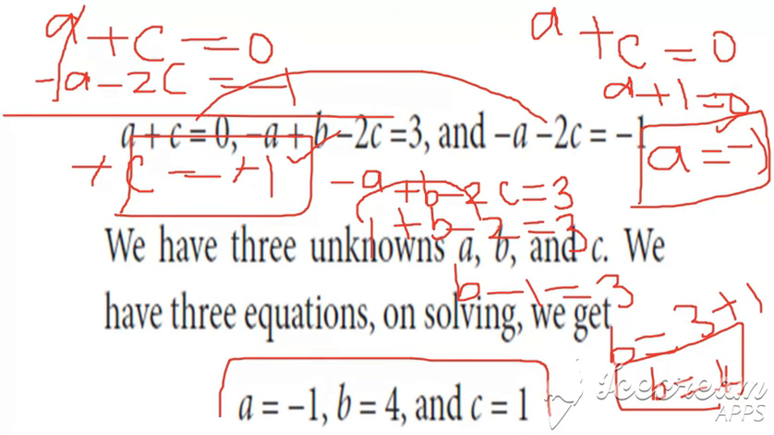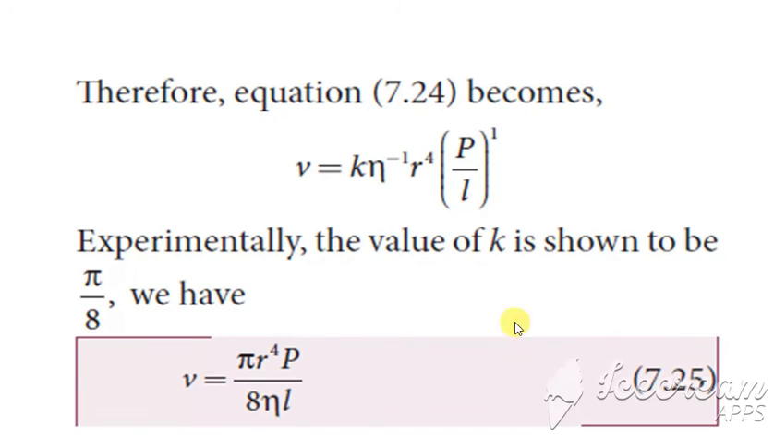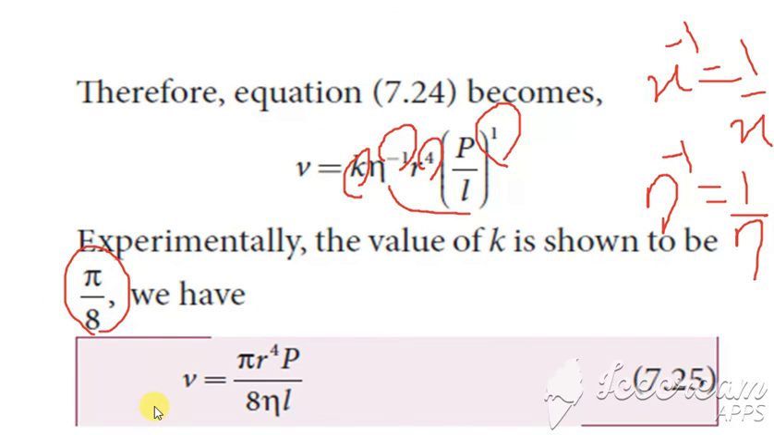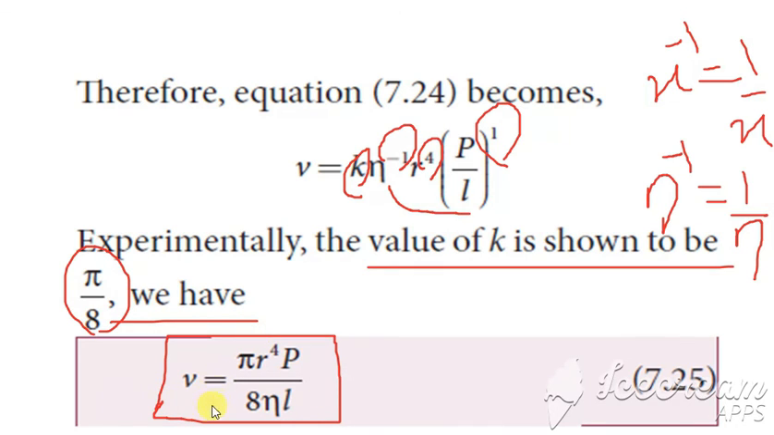Substituting these values of a, b, c in the first equation, we get V equal to k into eta power minus 1, r power 4, P by L power 1. How can you write x power minus 1? It can be written as 1 by x. Similarly, eta power minus 1 can be written as 1 by eta. So bringing eta down, and k we write as pi by 8. This gives the volume flow rate: V is equal to pi r power 4 P divided by 8 eta L. Clear? Thank you.